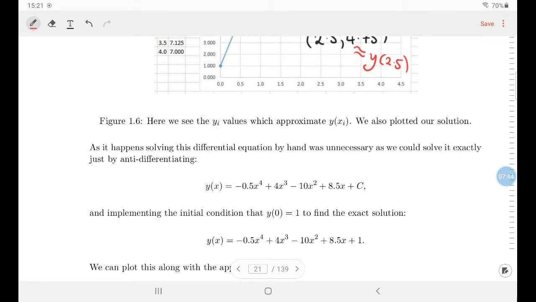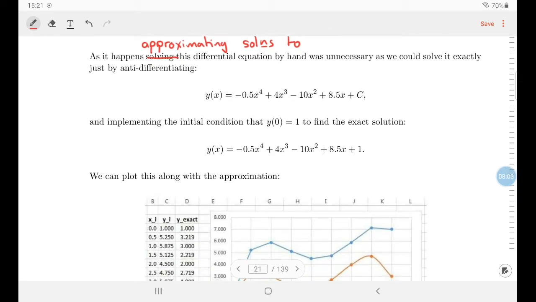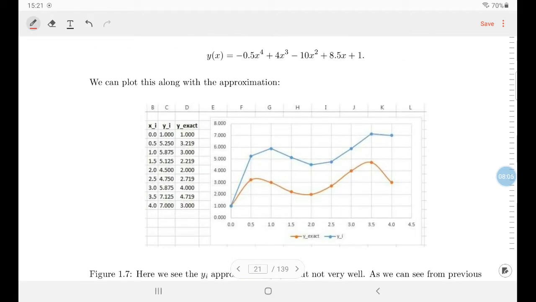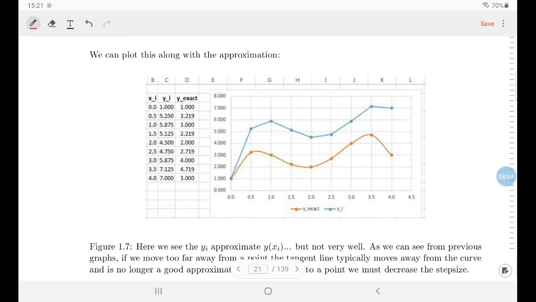As it happens, solving this differential equation by hand was unnecessary. Sorry, this is quite bad. That should say approximating. Approximating solutions to this differential equation was unnecessary, as we could solve it exactly just by anti-differentiating. So this is the exact solution. So I can plot the exact solution along with the approximation.